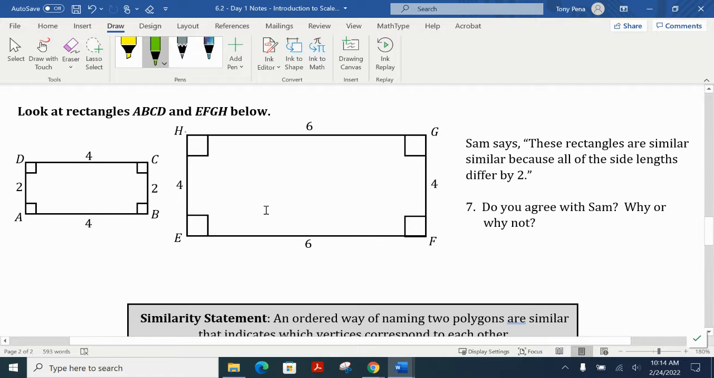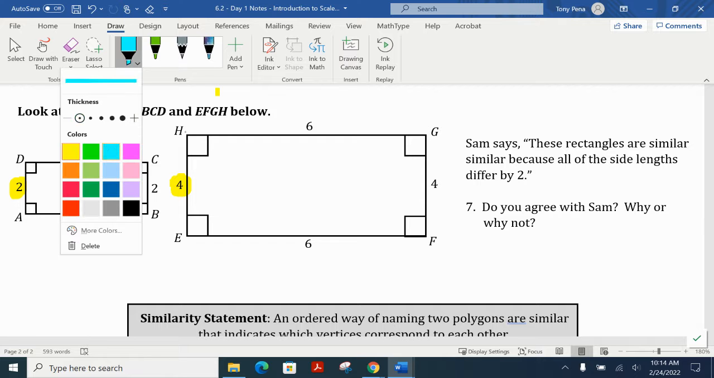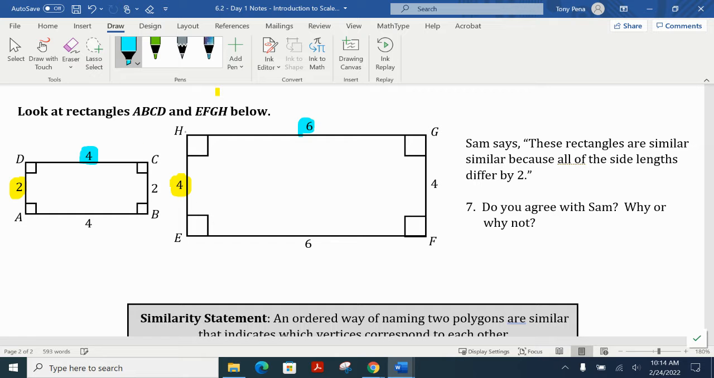All right, next page. It says, look at rectangles A, B, C, and D, and then E, F, G, and H. And then it says, Sam says these rectangles are similar because all of the side lengths differ by 2. So what he is saying is when he looks at this guy here and this guy here, they have a difference of 2. The tops also differ by 2. Same with the bottoms, the 4 and the 6. All the sides have a common difference. So Sam is saying that they are similar. Question is, do we agree with Sam or do we not agree with Sam?